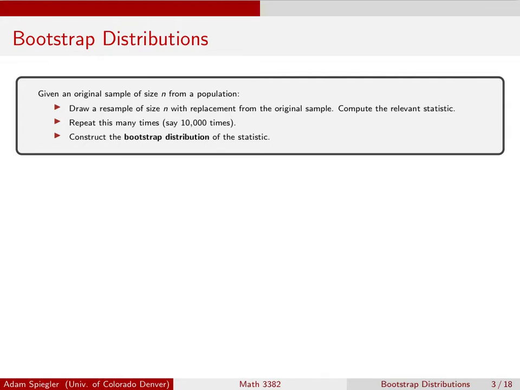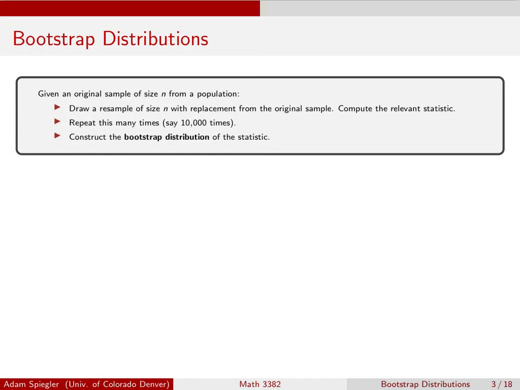So I'm going to take my sample, I'm going to pick a value, then I'm going to put that value back in, I'm going to pick a second value, I'm going to put that value back in, pick a third value, put it back in, and we're going to repeat this n times, right? So I wind up with what we're going to call a bootstrap sample that has n values in it.